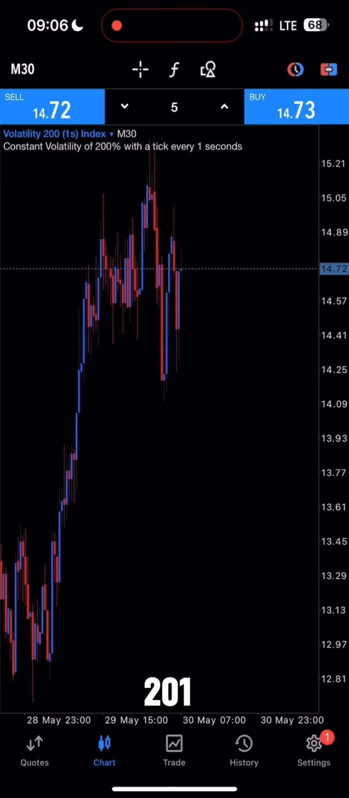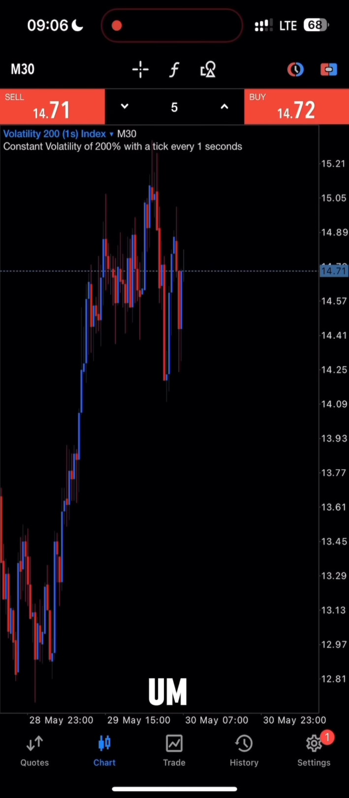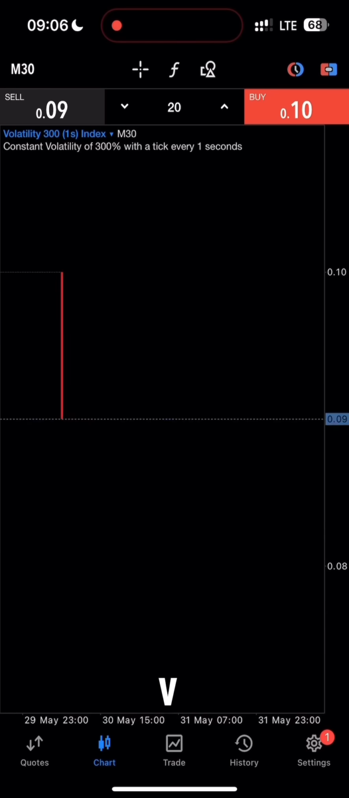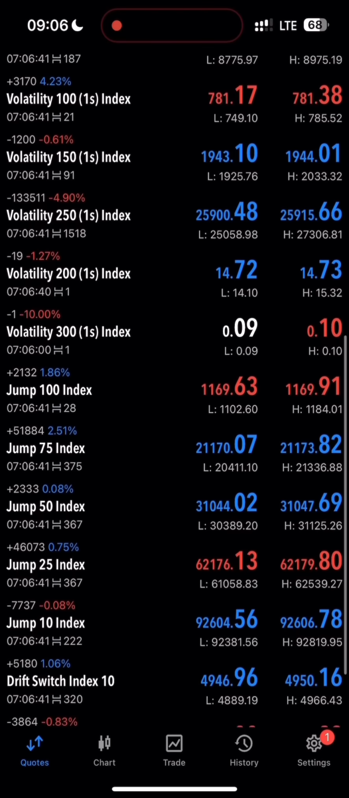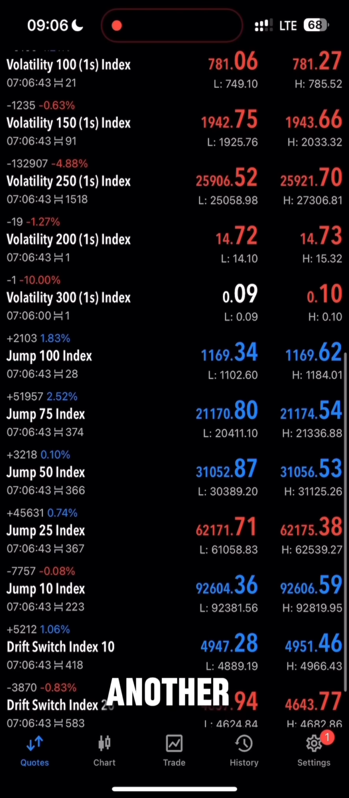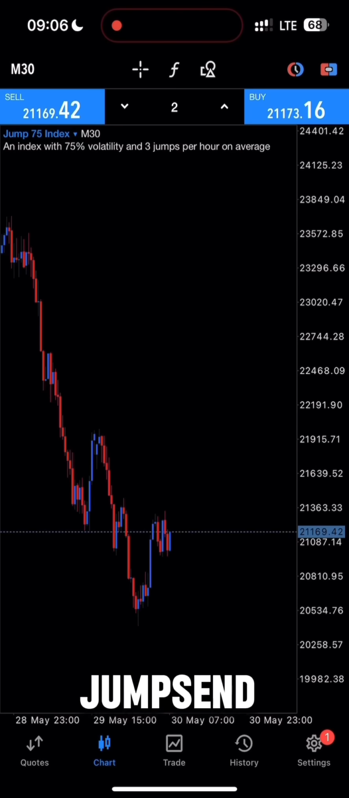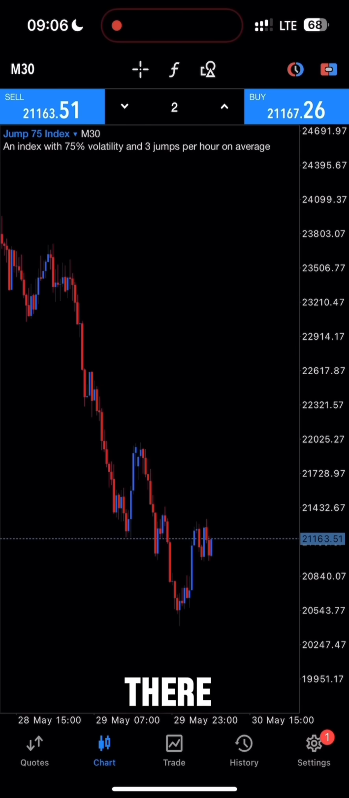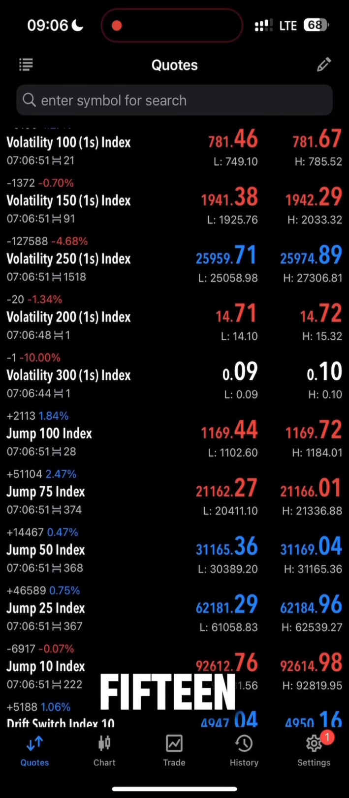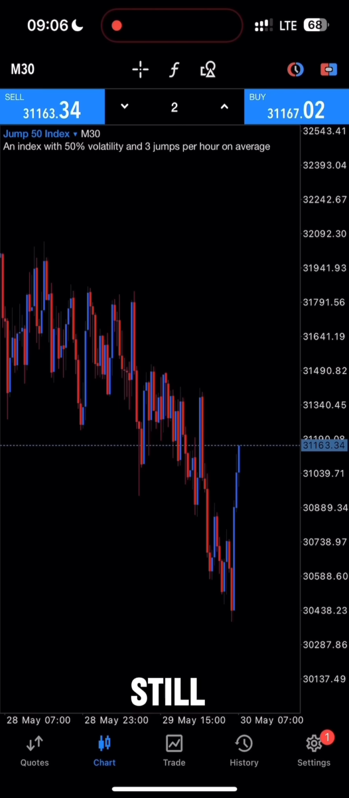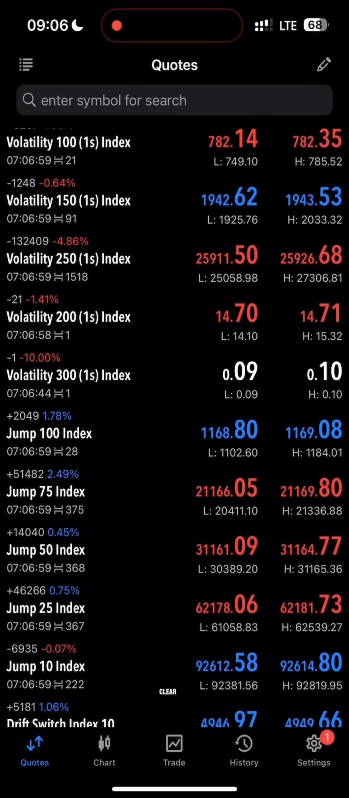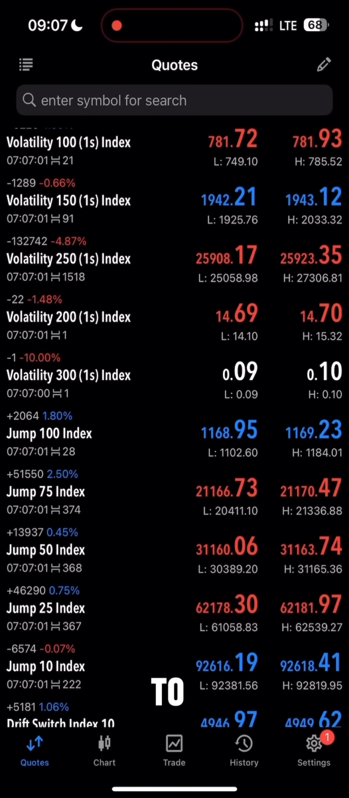So in V200 1 second, not clear. V300, I'm not sure if this pair is working correctly, so let's just move to another one. It's jump 75. From jump 75 there is something there, so if it's small you can turn to minute 15, and if it's still small then you can just leave it. Here we are in jump 50. It is not clear. Let's move to another one.